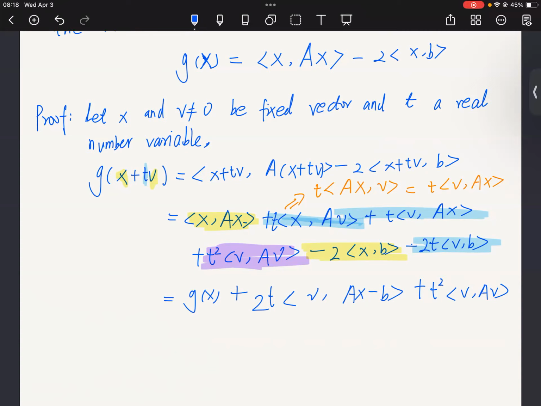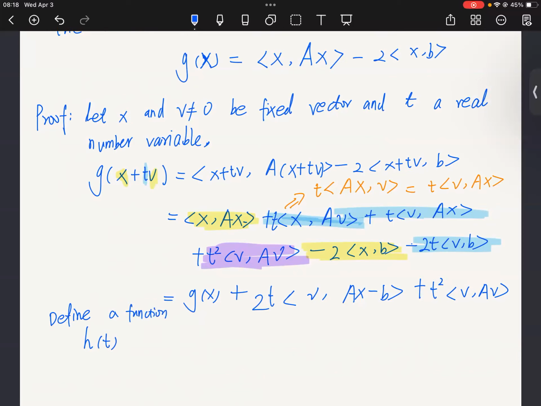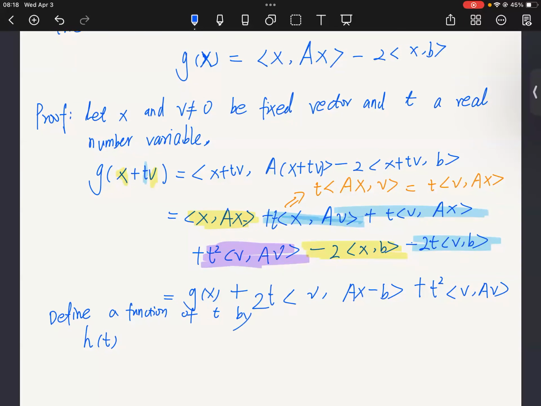So let's say this is a function of t, and we define it in this way. This is h(t), we define a function of t by letting h(t) be g(x + tv), where x and v are fixed, any arbitrary vector in the space, but v is non-zero. And now let's say this is a function of t, right? And let's say we want to minimize this function.